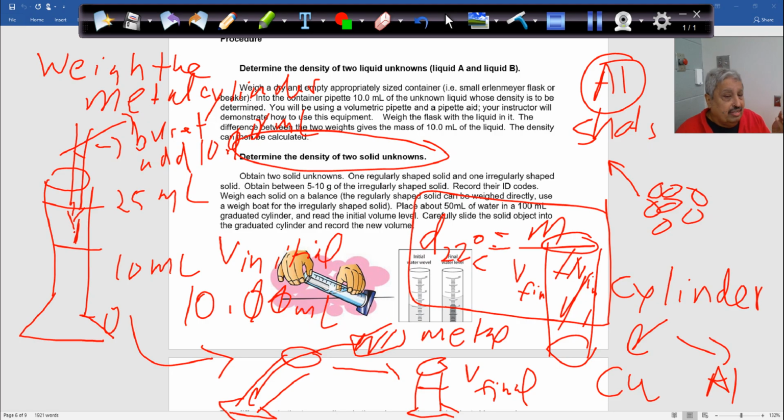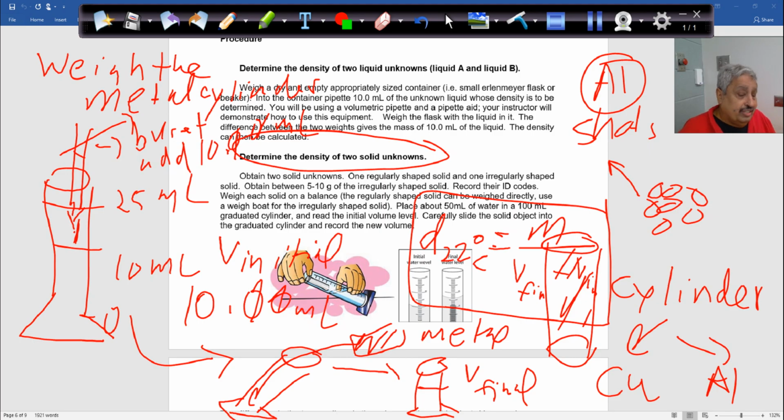So 10 mils of distilled or tap water, it does not really matter, because neither reacts with these shots, which I think are aluminum shots. You will tell me if I'm correct, or they might be another type of shots. I don't know. I picked the lighter one. That's aluminum, I think. My suspicion.